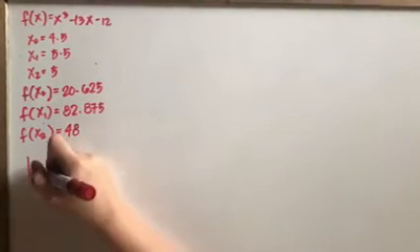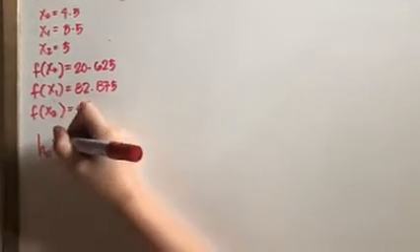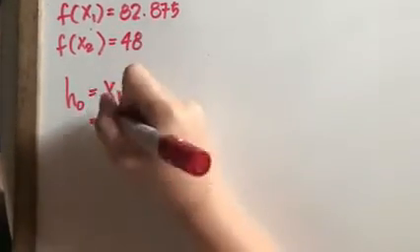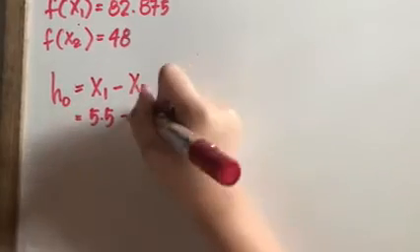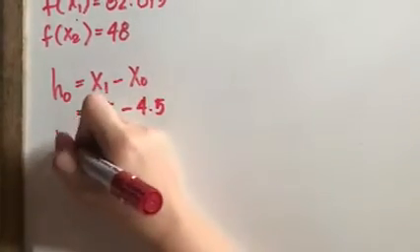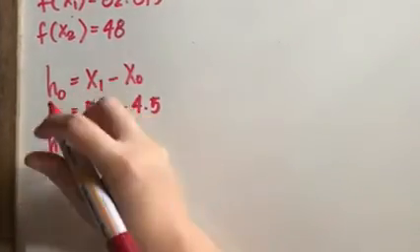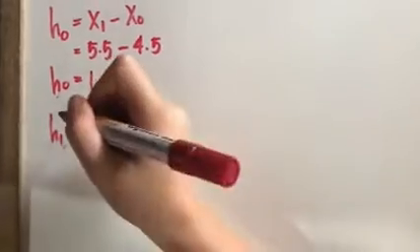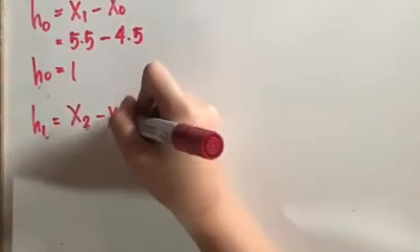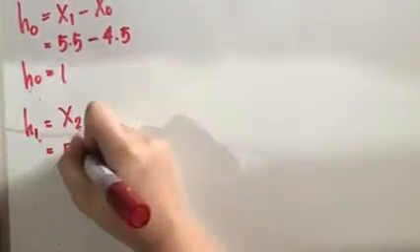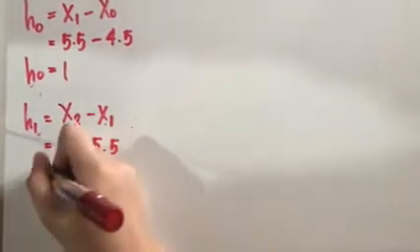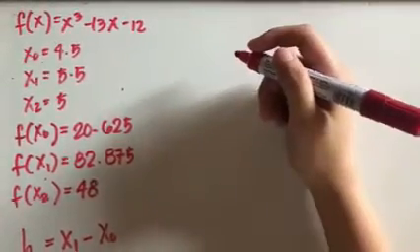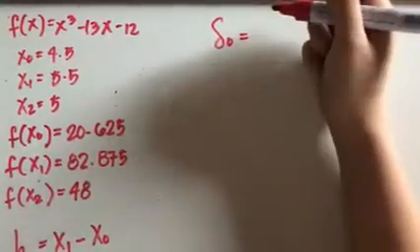Now we're going to solve for h sub 0 using the formula x sub 1 minus x sub 0. That will give us 5.5 minus 4.5, and the answer will be 1. And h sub 1, using the formula x sub 2 minus x sub 1, will give us 5 minus 5.5. The answer is negative 0.5.